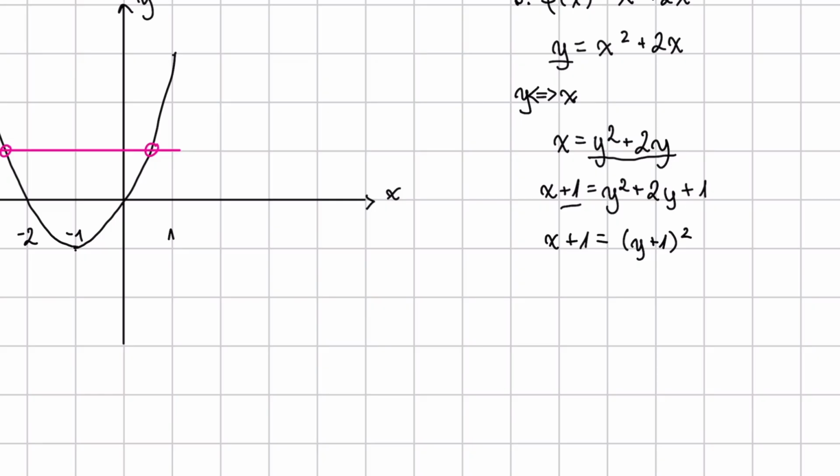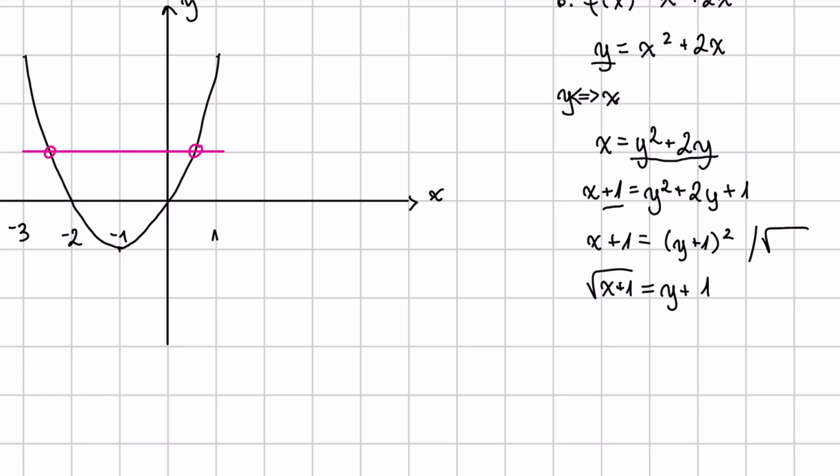So once again, to designate our y, now we have to take the square root of both sides to eliminate this power. So square root of x plus 1 equals y plus 1, and we have to remember that we don't know if this value in the bracket is positive or negative, so here we have to include plus minus, because we're not sure whether this final value of y plus 1 is positive or negative.